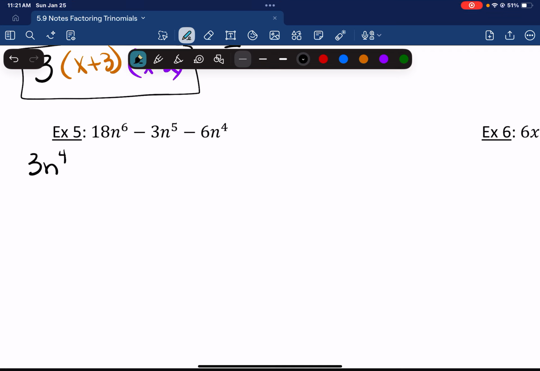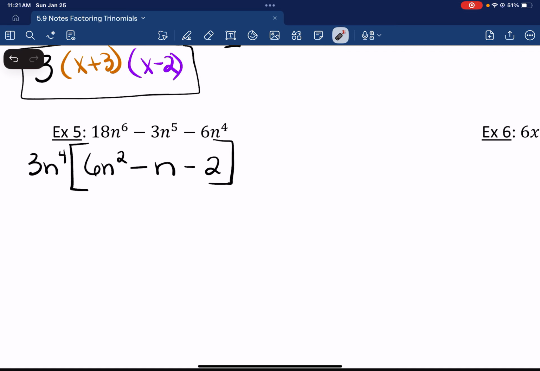Okay, so what are we left with? And I know I probably am just going to go ahead and start off with a bracket. When I divide out a 3n to the 4th power, we are left with 6n squared minus n minus 2, right? We're left with 6n squared minus n minus 2. If you were to multiply all that back out, we'd get 18n to the 6th minus 3n to the 5th minus 6n to the 4th. Yes, we can factor. All right, so now our new a value is a 6, and our new c value is a negative 2. So let's go ahead and break down further.